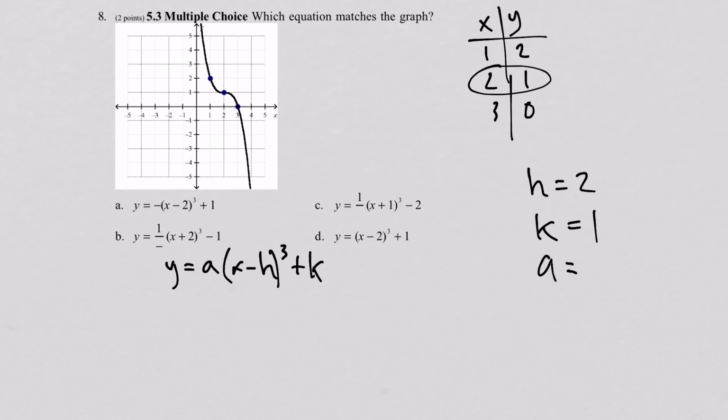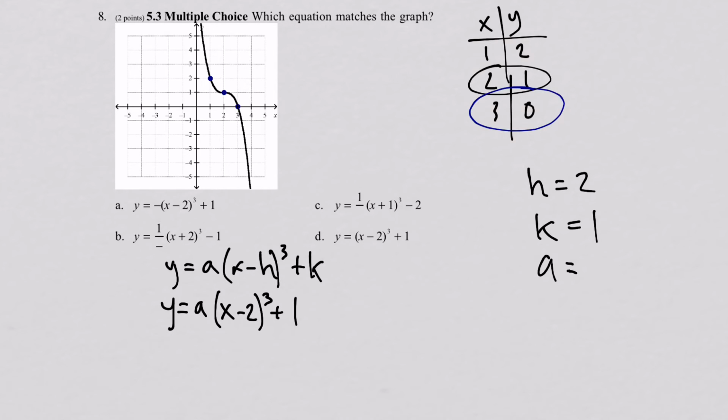I already identified my h and my k, so I'm going to go ahead and plug those in. So it looks like this now. y equals a times x minus 2 cubed plus 1. Next, I am going to use one of the other 2 points, whichever one you like the best. I like this one the best because it has a 0 in it. Anything that has a 0 always makes your job so much easier. So we're going to use that point right there, 3, 0, and plug it in for x and y into your function. That way we're going to solve for a.